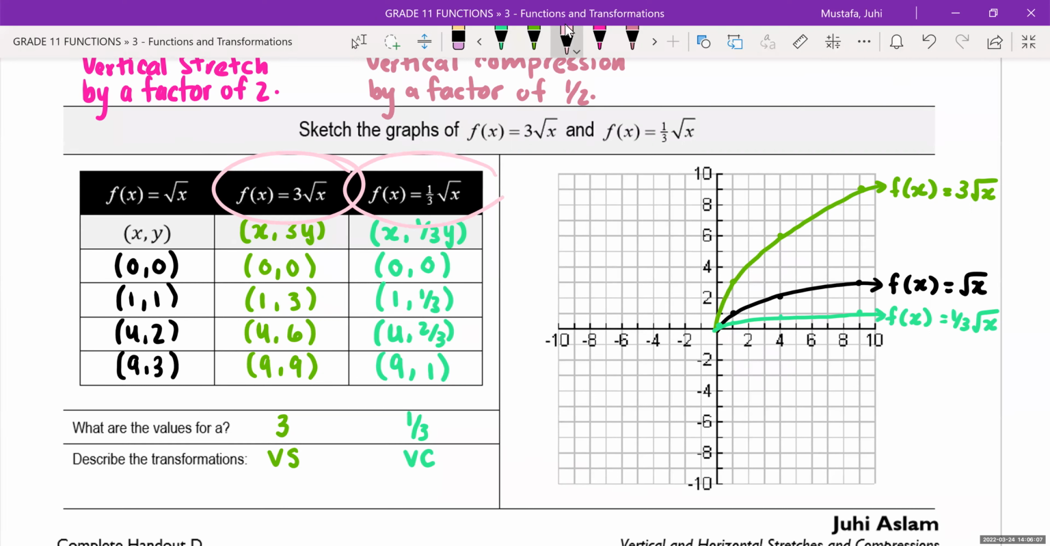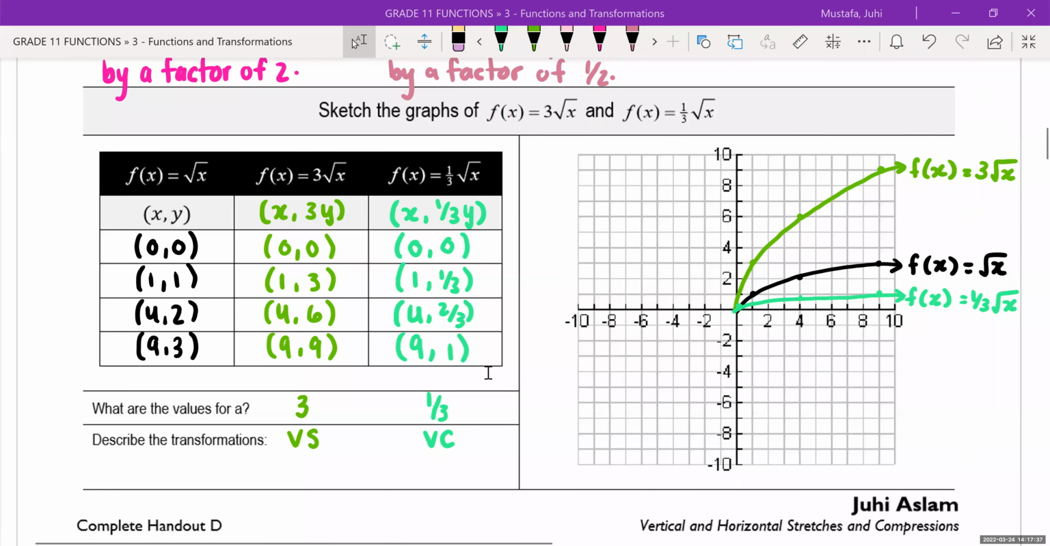And then you're graphing f of x is equal to 1 over 3 root x, which means it's a vertical compression. You're going to be multiplying your y value with a third. You'll do all the math, you'll graph it, and then you'll look up and see if we get the same answer. Okay, so go ahead and get started on that.